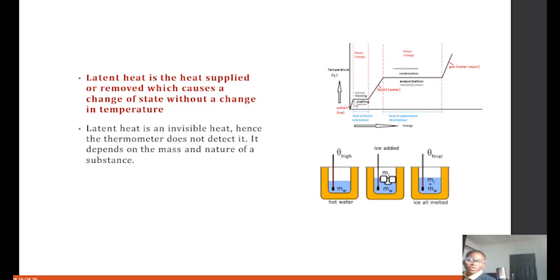That is, it moved from ice at 0 degrees Celsius to water, but there was no change in temperature. You can see from here that the temperature is constant. It moved from ice to water at this point, and there was only a phase change. This kind of phase change occurs in 2 places, at 0 degrees Celsius and at 100 degrees Celsius. This one now is going to change from water to vapor, and there was no change in temperature. So latent heat is an invisible heat, hence the thermometer does not detect it. It depends on the mass and nature of a substance.